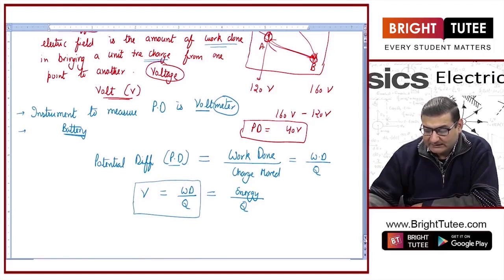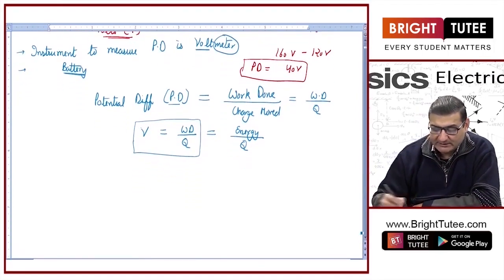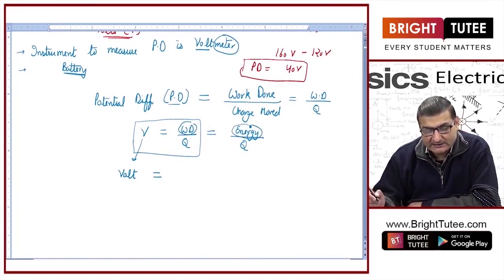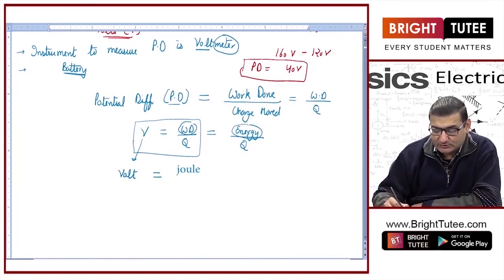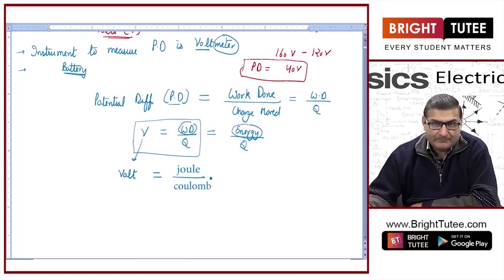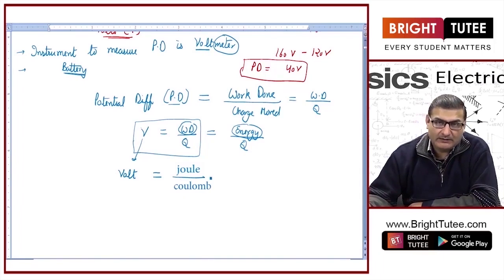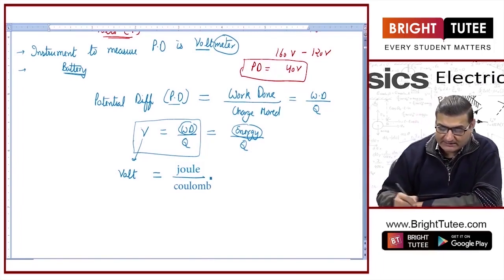Now we have said that the SI unit of potential difference is volts. Fine. The SI unit of work done, or in that case energy, both is joules, and the SI unit of charge, we have read it earlier in the chapter, is coulombs. Fine. So volts is equal to joules upon coulombs. Now, two questions arise out of this.